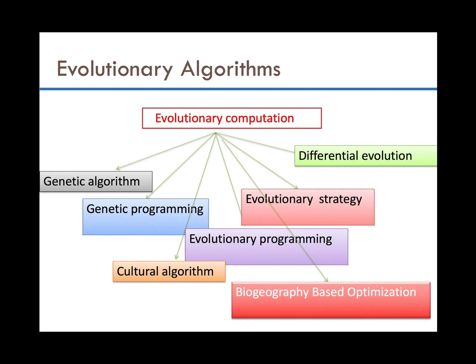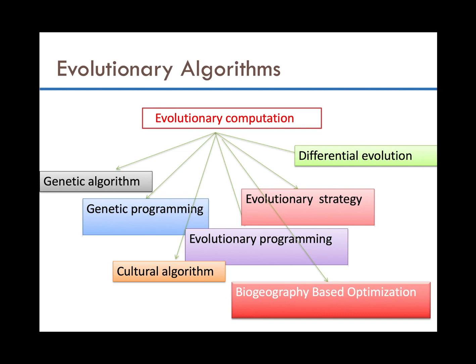Some of the popular evolutionary algorithms are genetic algorithms, which I think everybody must have heard of; genetic programming, evolutionary strategy, evolutionary programming, and cultural algorithm are a few of the evolutionary algorithms. Very recently, the biogeography based optimization algorithm was also introduced by a US scientist, Dan Simon. And my favorite algorithm is differential evolution, which I cannot absolutely put in the category of nature inspired algorithms or in the category of evolutionary computation.